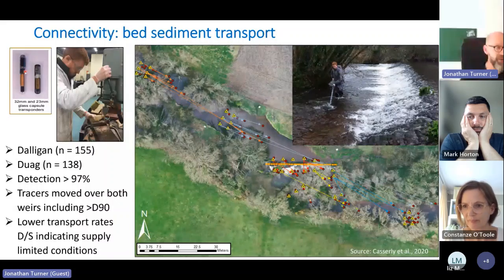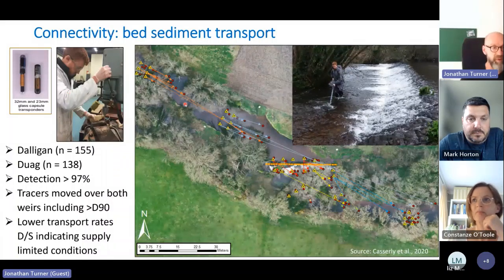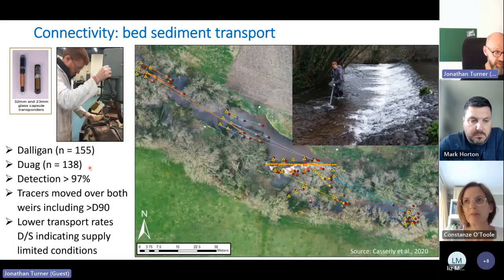They're known as radio frequency identification tags, and they are used in fishery studies to monitor fish movement. We put them in the sediment, and they have a unique identifier. We took particles from upstream of the barrier, from downstream of the barrier, and from control reaches, so unimpacted reaches further upstream of our site. 155 were seeded on the River Dalagan, and 138 were seeded on the Duag.